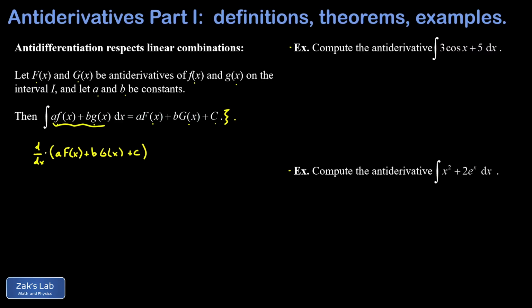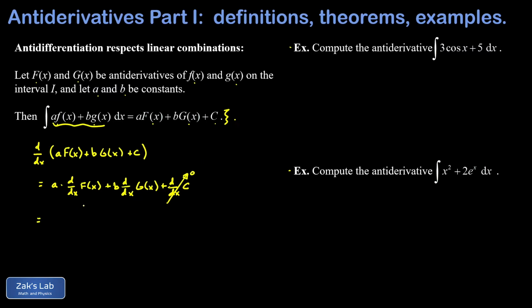So we write down the derivative d dx of this expression, a big F plus b big G plus the arbitrary constant c. And we know that derivatives respect linear combinations. In other words, they distribute across sums and differences, and they go right past constant multiples. So we can re-express this as a times the derivative of big F plus b times the derivative of big G of x plus the derivative of the arbitrary constant big C. And of course, the derivative of an arbitrary constant is just 0.